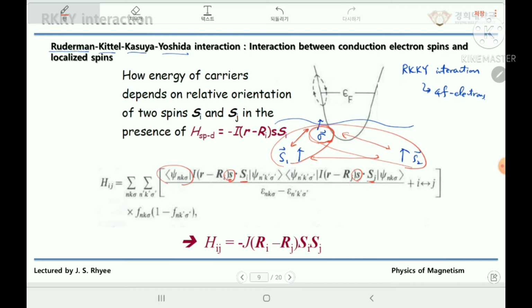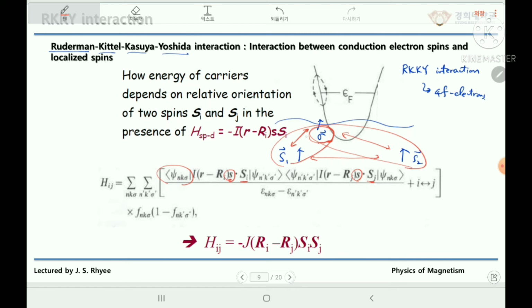You cannot remember, I do not remember either, the explicit form of this Hamiltonian, but basically you should understand the basic concept of the RKKY interaction. The RKKY interaction is the indirect exchange interaction between two localized spins and the conduction electrons.